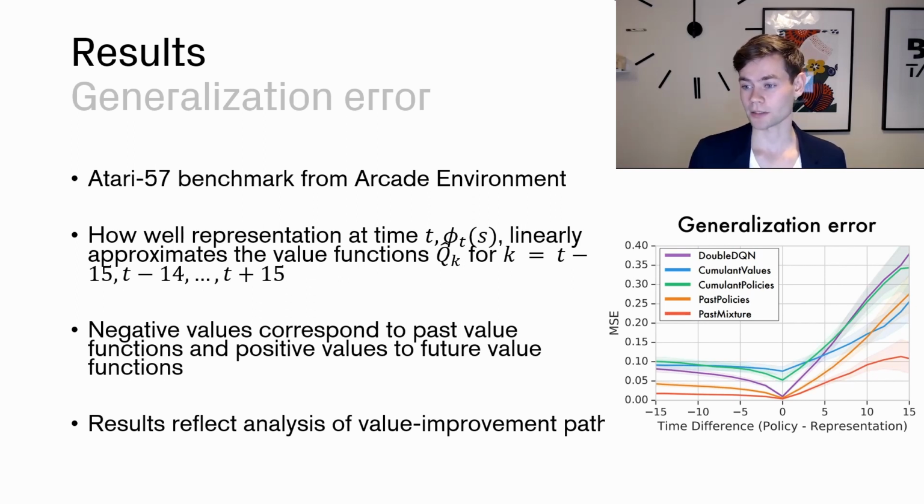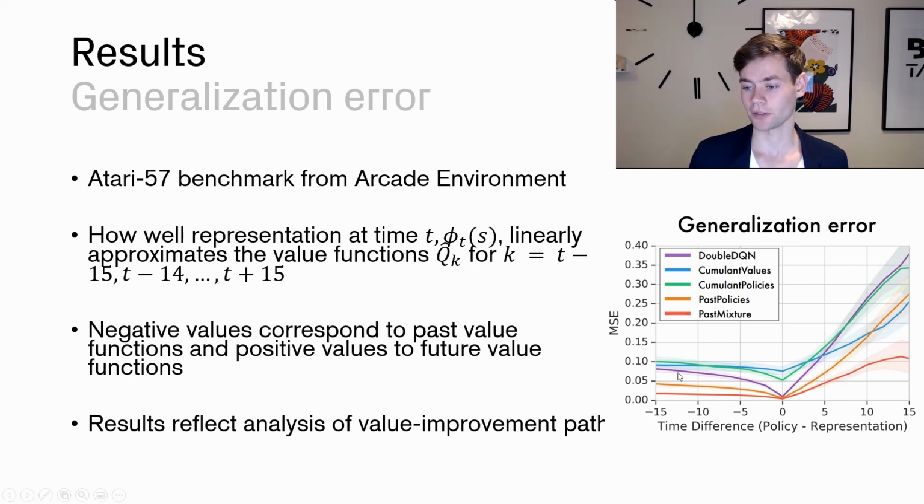What we can see here are the various methods that we've been discussing in previous slides. The best performing one is the past mixture, and we can see that the past policies also perform very well on the generalization error. The standard double DQN algorithm, which is the underlying algorithm of all these, is performing worst of these, especially after we exceed, let's say, 7 time steps or so. So this is quite an interesting result.